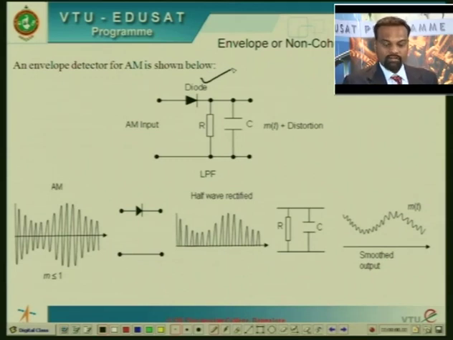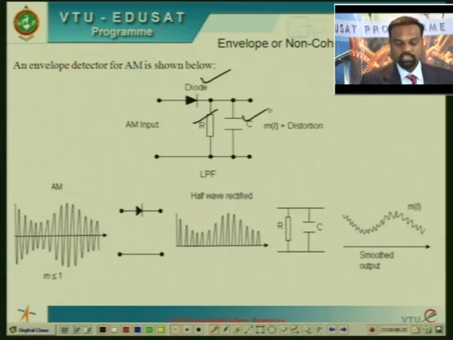Then we also have a resistor which is connected in series to the diode, plus we also have a capacitor which is connected in parallel to the resistor. Now these are the three important components that people have identified that could help us in extracting the message from the received carrier signal. Okay, now let us see how this circuit actually works.